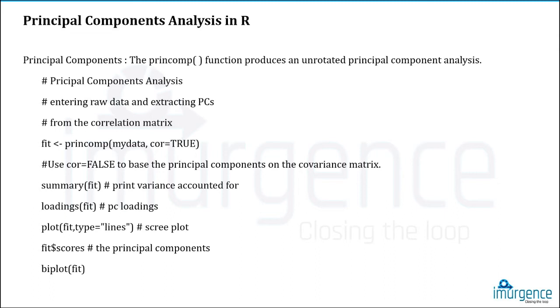You can just call the princomp function, pass the data, and say cor equal to TRUE. Use cor equal to FALSE to base the principal components on the covariance matrix. If you want to base it on the covariance matrix, then you have to say correlation is equal to false. Then you do a summary of this object, and you can check the loadings. You can plot it using a scree plot, and you can do a biplot also. We'll be doing all of this.